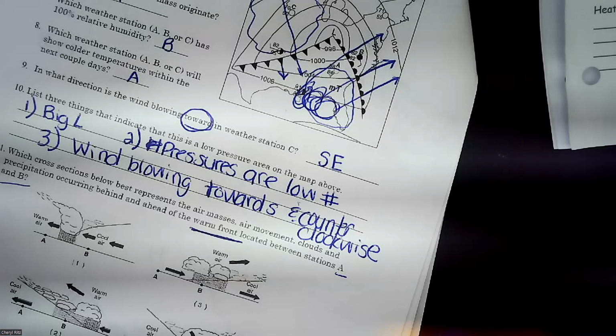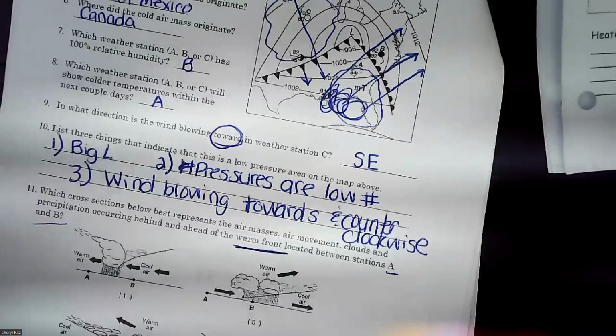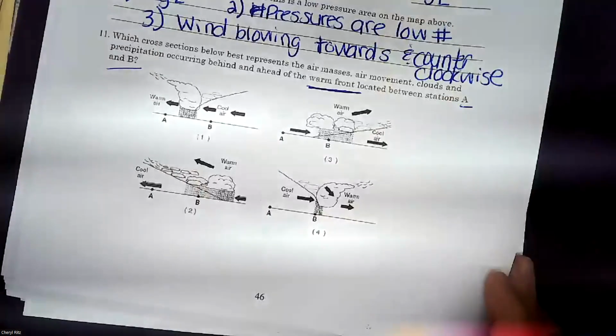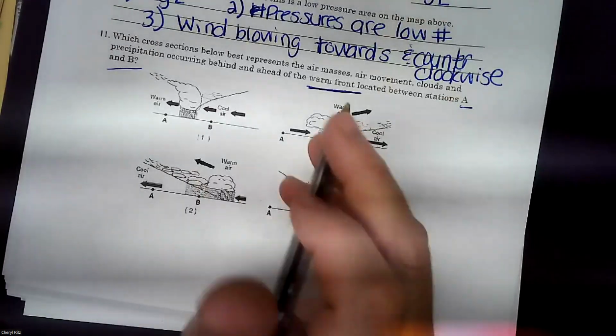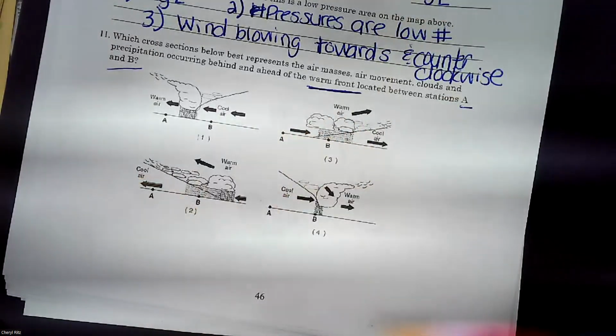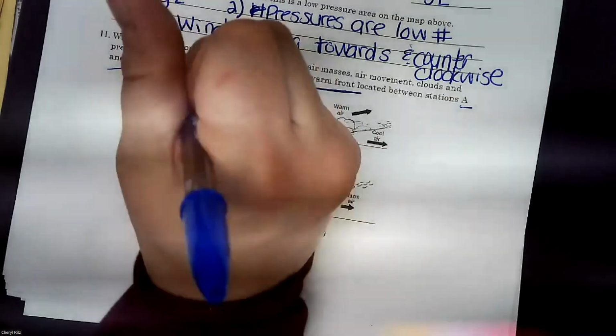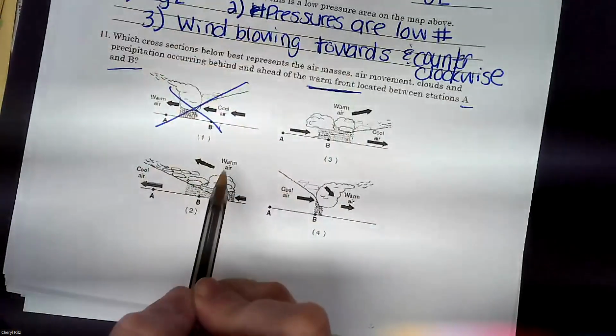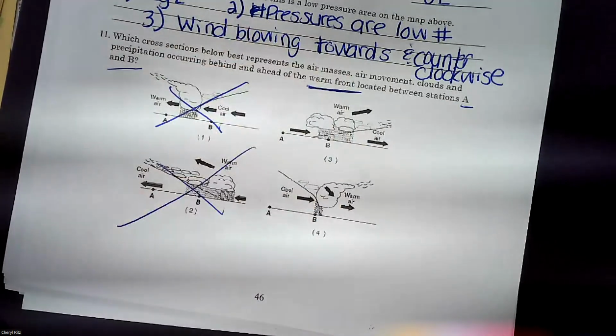Which way is the wind blowing? Towards A or towards B? Towards B. Knowing that, can we cross off some answers? I can cross off which one? No, I can't cross out everyone. Which one can I cross off because the wind is blowing? 1 and 2. So that's because, why am I crossing off 1 and 2?